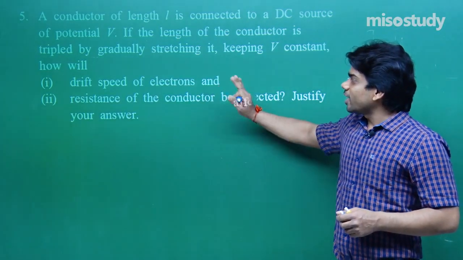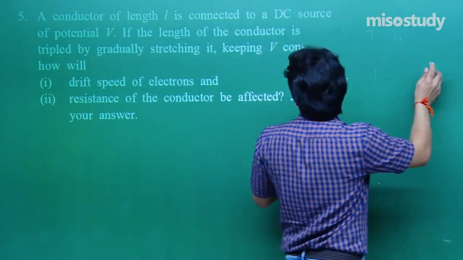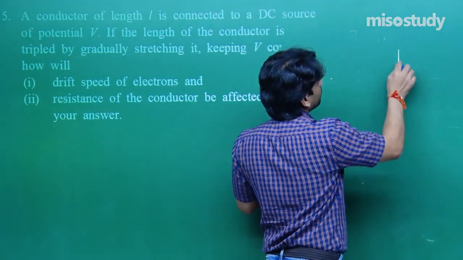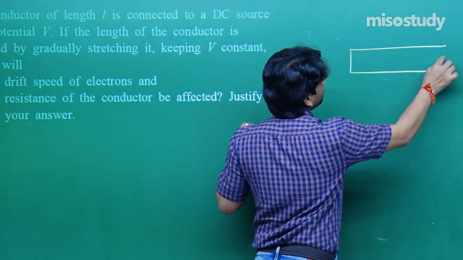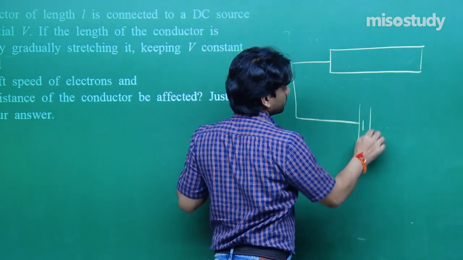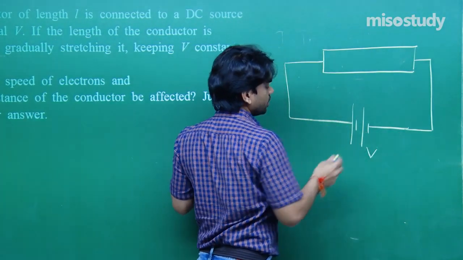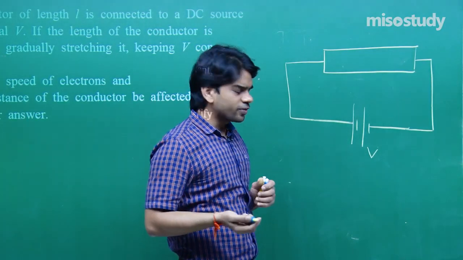First, let us try to understand it. We have a conductor, and it's connected to a battery. Let us say this is the conductor, connected to a battery. Let us say the EMF of this battery is V. We have to talk about drift speed.